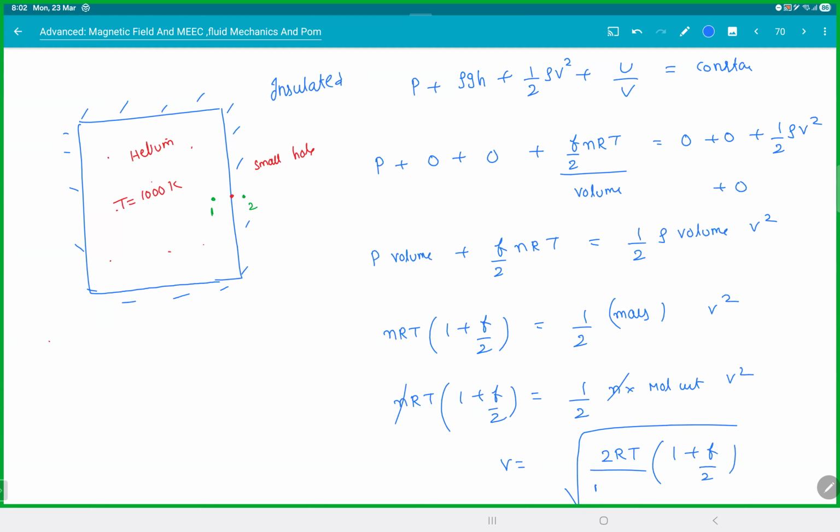So this M is molecular weight. So yes, the gas matters. If it was oxygen, then F would change and molecular weight also would change. This is the speed of the gas just when you make a hole. You can substitute the values there. So 2, R value is 8.314, temperature is 1000, and this is 1 plus 3 by 2. Be careful, here the molecular weight should be in kg, so this is 4 into 10 power minus 3.